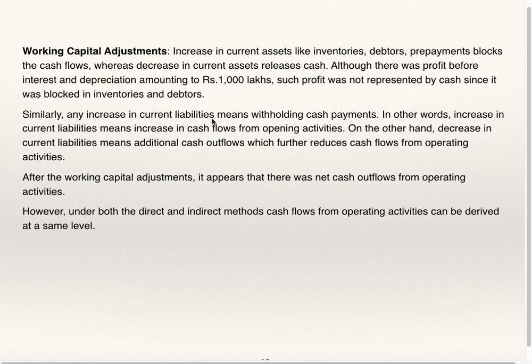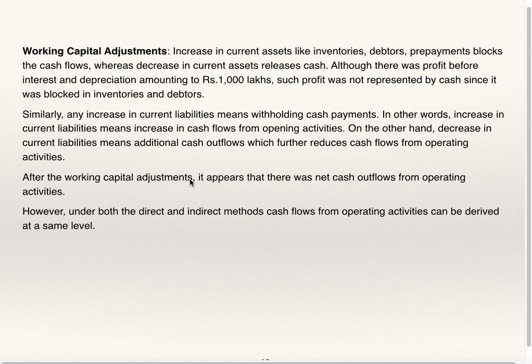Similarly, any increase in current liabilities means withholding cash payments. In other words, an increase in current liabilities means an increase in cash flow from operating activities. On the other hand, a decrease in current liability means additional cash outflow, which further reduces cash flow from operating activities.